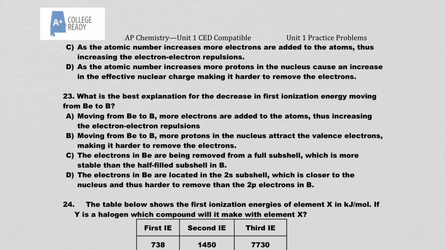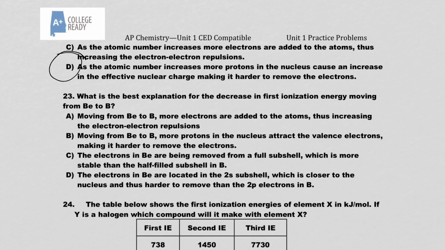So let's look at D. As the atomic number increases, more protons in the nucleus cause an increase in the effective nuclear charge, and that is the reason. So hopefully you could think of that reason and then choose the right answer. All right. What is the best explanation for the decrease in first ionization energy moving from beryllium to boron? Okay, so beryllium to boron.